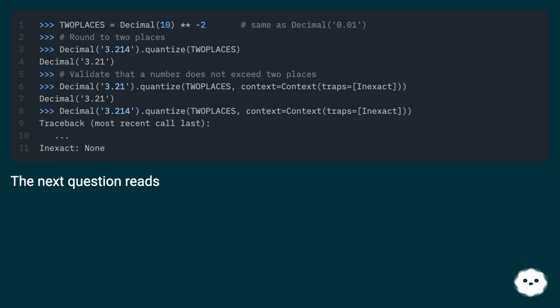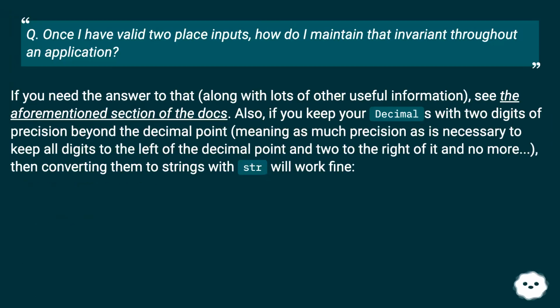The next question reads: Q. Once I have valid 2 place inputs, how do I maintain that invariant throughout an application? If you need the answer to that, along with lots of other useful information, see the aforementioned section of the docs. Also, if you keep your decimals with 2 digits of precision beyond the decimal point, meaning as much precision as is necessary to keep all digits to the left of the decimal point and 2 to the right of it and no more, then converting them to strings with str will work fine.